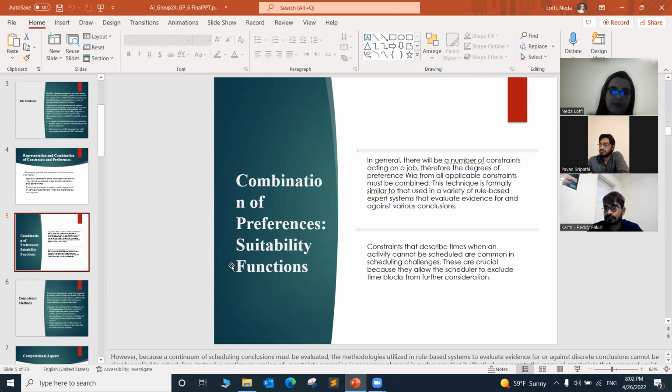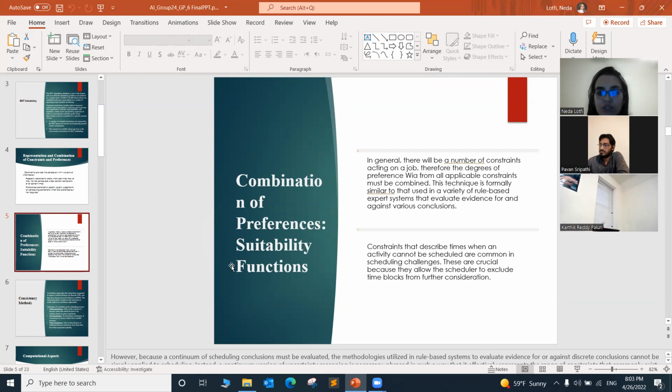Combination of preference and suitability functions. In general, there are a number of constraints acting on a job. Therefore, the degrees of preference from all applicable constraints must be combined. This technique is formally similar to that used in a variety of rule-based expert systems that weigh evidence for and against various conclusions. Constraints that describe times when an activity cannot be scheduled are common in scheduling challenges.